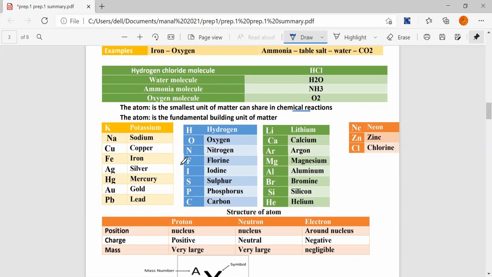You remember this? Okay, I know it. Hydrogen H, oxygen O, nitrogen N, fluorine F, iodine I, sulfur S, phosphorus P, carbon C. Lithium Li, calcium Ca, argon Ar, magnesium Mg, aluminium Al, bromine Br, silicon Si, helium He. Finally, neon Ne, zinc Zn, chlorine Cl.